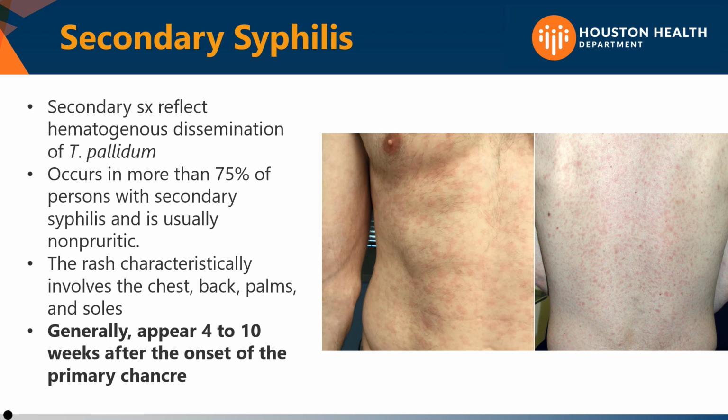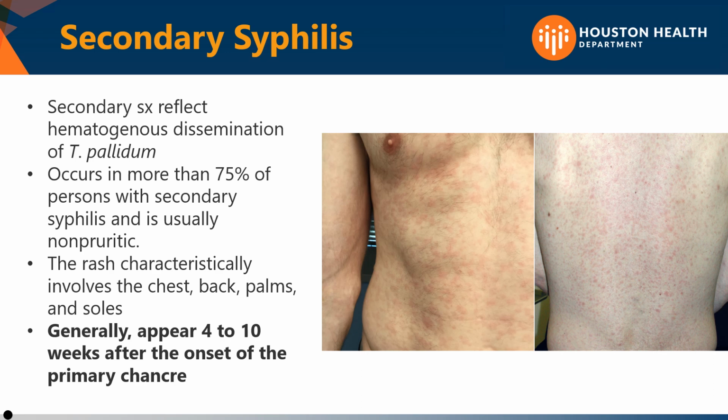In the case of the secondary symptoms, here we're going to see a lot of symptoms that are mostly systemic. So what this means is that at this point, the bacteria has basically reached the bloodstream and also the lymphatic system, causing all of them. So let's begin talking about the generalized body rash. The generalized body rash appears in more than 75% of the persons with secondary syphilis, and it's non-pruritic or non-itchy.